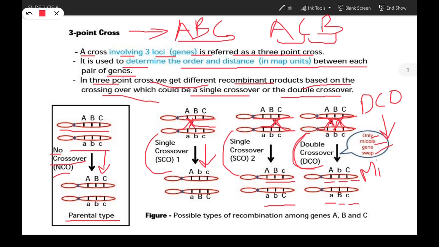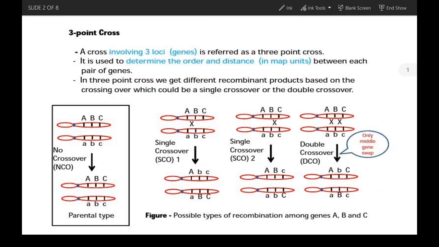the middle gene changes, right? So it was capital A, capital B, capital C. Only the middle one changes, the capital B became small b, while this was small a, small b, small c, and only the small b became capital B, right? So let's see the next one.